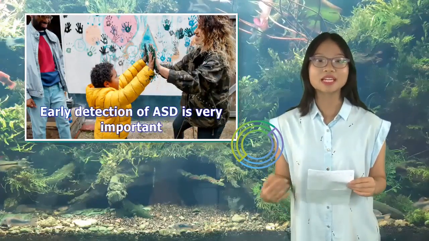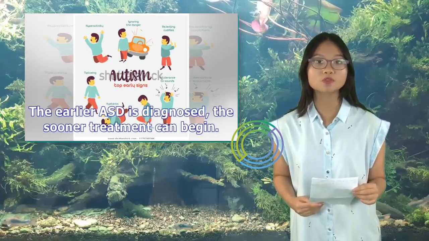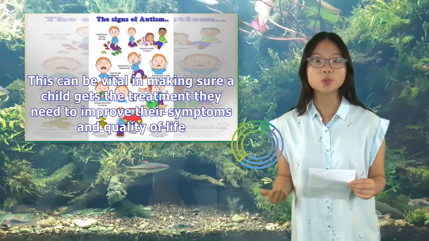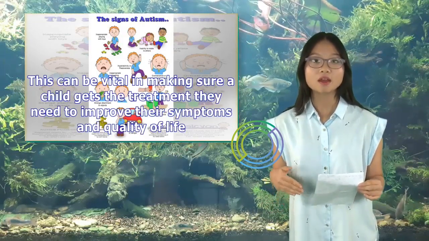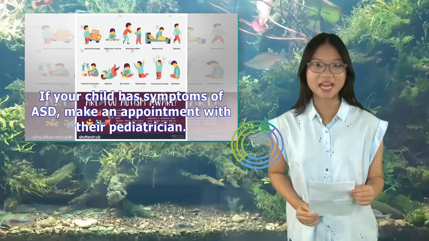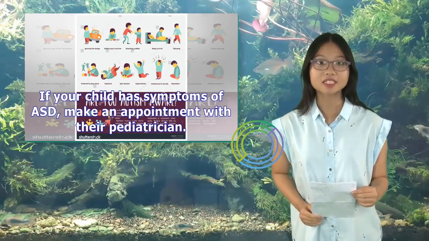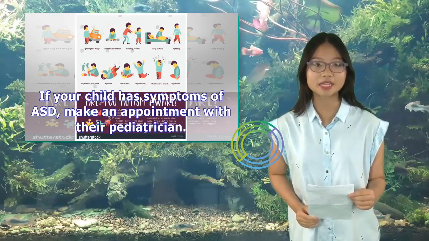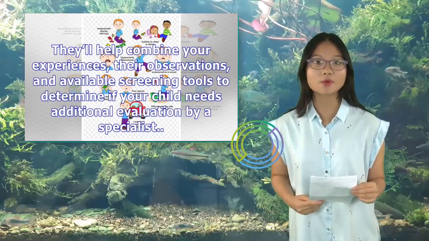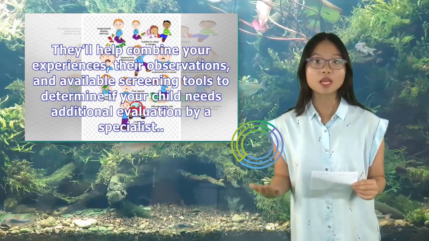Early detection of ASD is very important. The earlier ASD is diagnosed, the sooner treatment can begin. This can be vital in making sure a child gets the treatment they need to improve their symptoms and quality of life. If your child has symptoms of ASD, make an appointment with their pediatrician. They'll help combine your experiences, their observations, and available screening tools to determine if your child needs additional evaluation by a specialist.